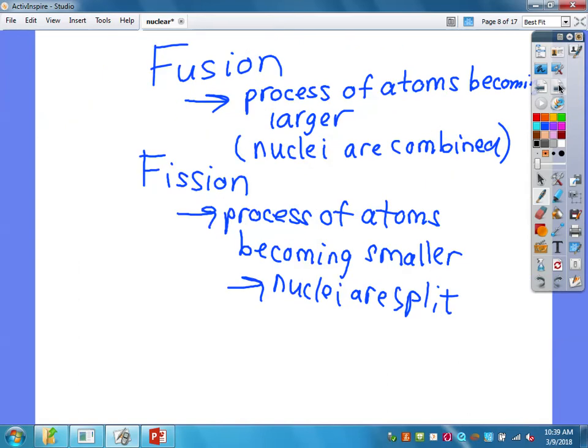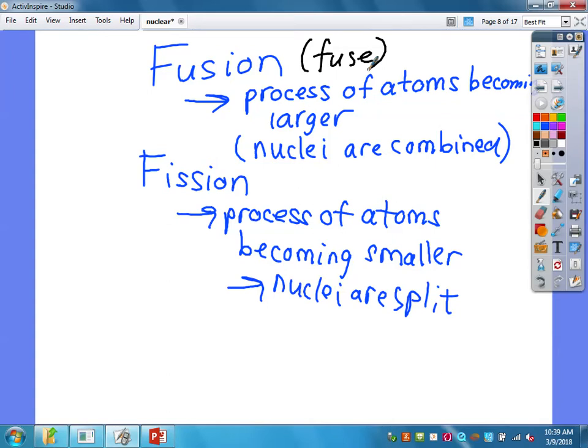Okay? So here are your two big processes, fusion and fission. Okay? Fusion, obviously the word fuse is inside of it, means that the atoms are combining. The nuclei themselves are combining. Not just the electrons, but the nuclei. We don't care about the electrons. All right? They are combining to form a larger nucleus.